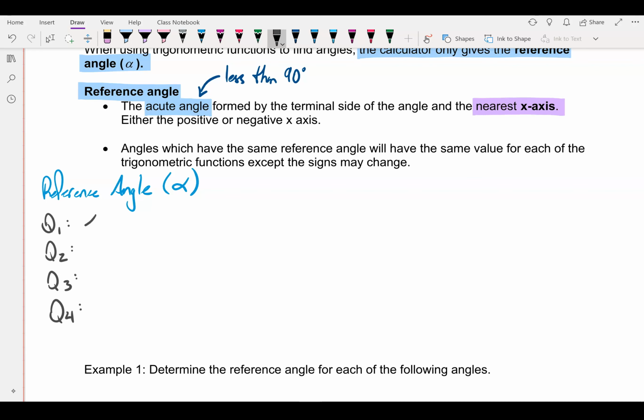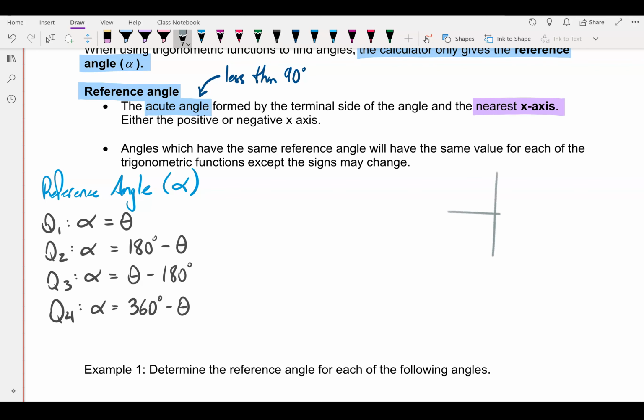In quadrant 1, the reference angle is equal to the angle that we're dealing with, the big angle. In quadrant 2, the reference angle is going to be 180 degrees minus the angle that we're working with. In quadrant 3, it's going to be the angle minus 180. And then in quadrant 4, the reference angle is going to be 360 minus that full angle we're dealing with, that terminal angle.